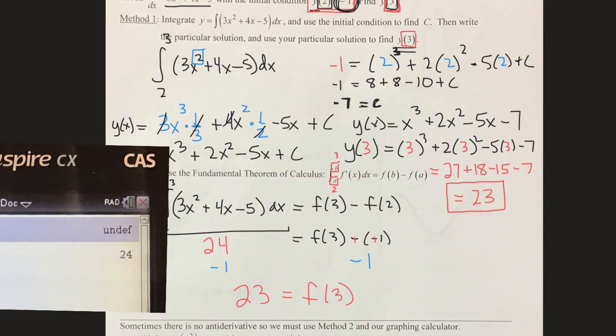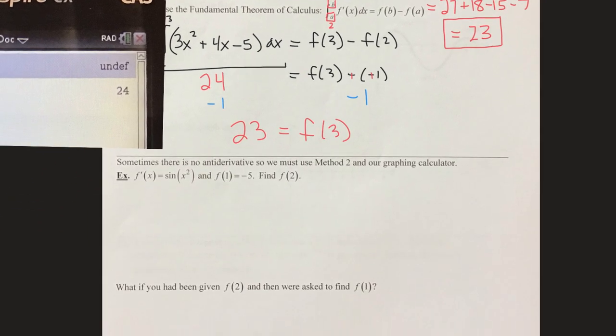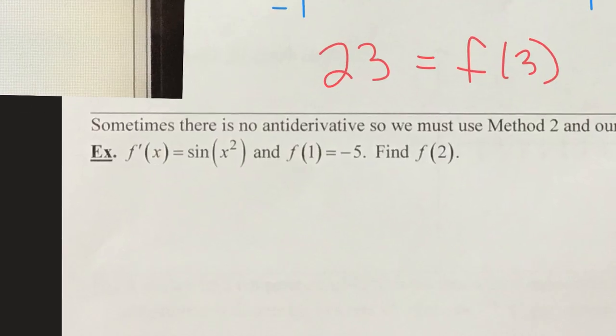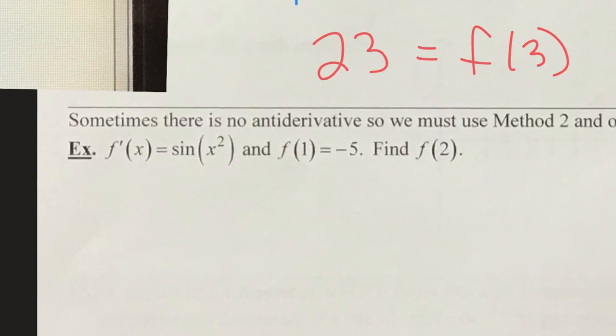Okay? So it might be a tough thing. Maybe this equation is crazy hard to antiderive, right? So we're going to want to use this fundamental theorem of calculus in order to solve for different function values, right? This is going to help us find maxes and mins also later, but for right now, we're just practicing the math. Okay, so here we have our f prime is sine of x squared, and we know that f of 1 is -5.